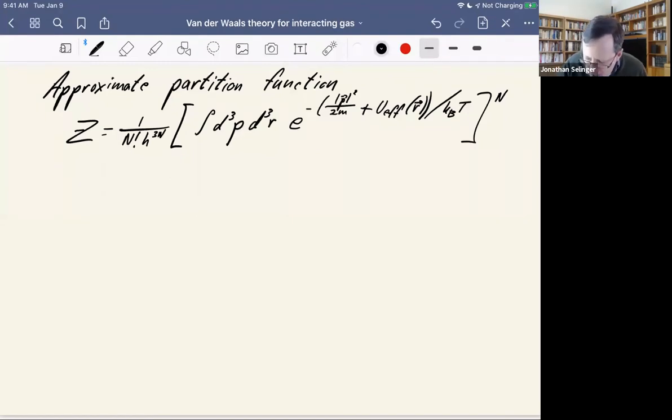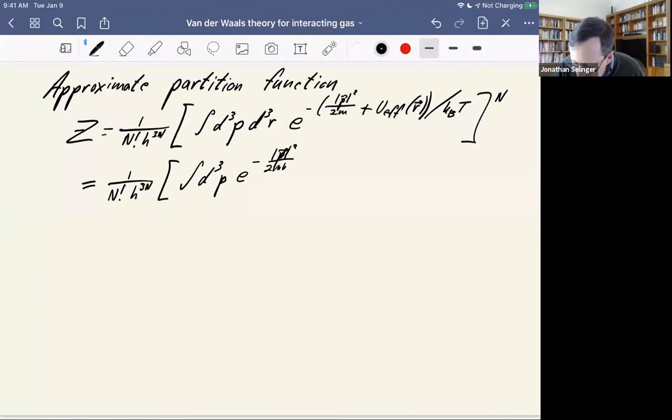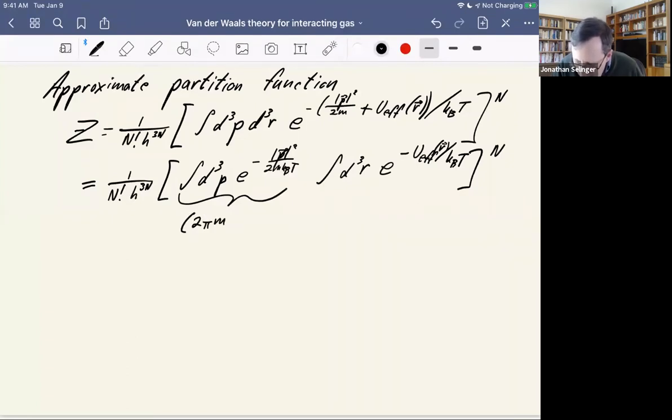Now, if we want to do this, we can, of course, do the momentum integral, right? And so we have the momentum integral with the things that depend on momentum. This is still just the same as always. And then the position integral, e to the minus u effective of r divided by kT, all raised to the n. And this is the thing that I've been talking about all along, the 2 pi mkT to the 3/2.